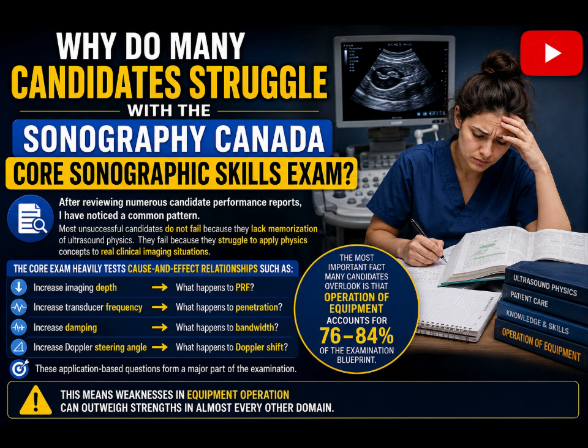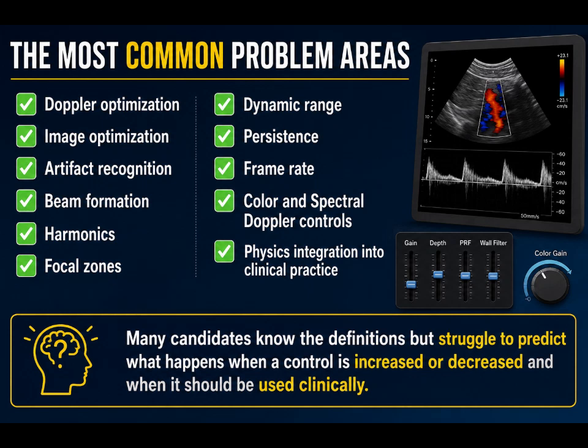The most important fact many candidates overlook is that operation of equipment accounts for approximately 76 to 84% of the examination blueprint. This means weaknesses in equipment operation can outweigh strengths in almost every other domain. The most common problem areas include Doppler optimization, image optimization, artifact recognition, beam formation, harmonics, focal zones, dynamic range, persistence, frame rate, color and spectral Doppler controls, and physics integration into clinical practice.